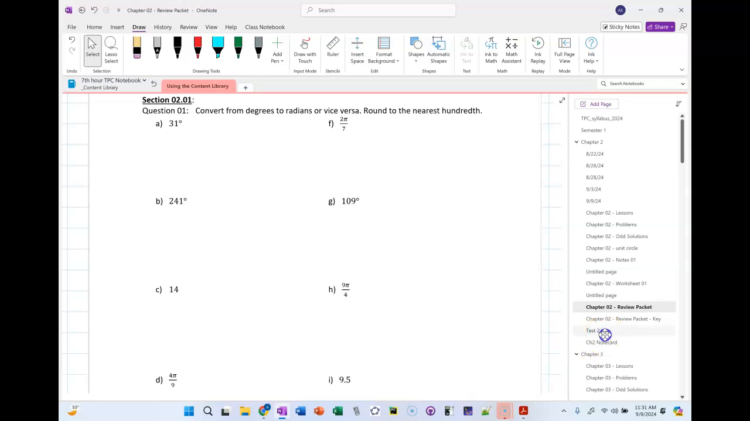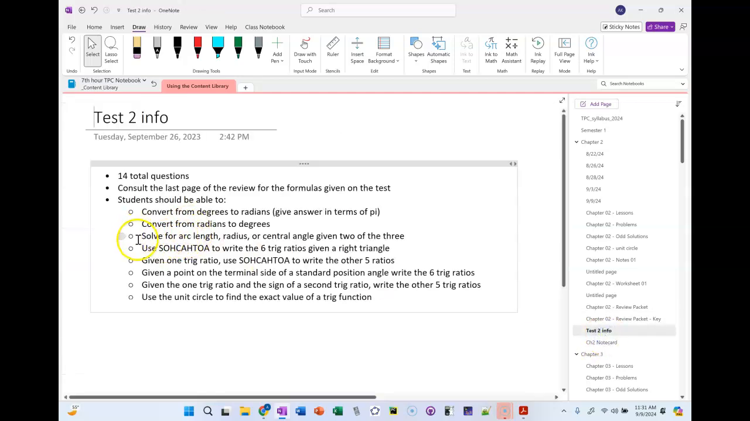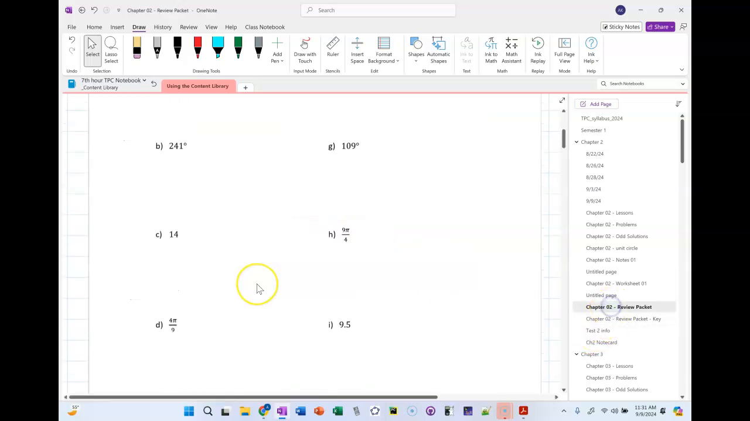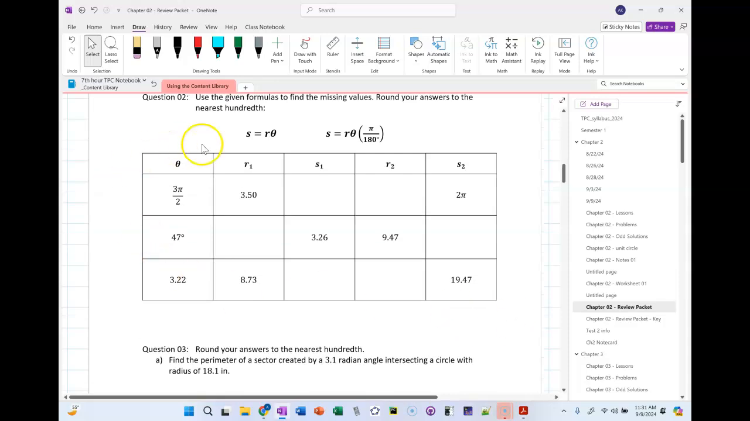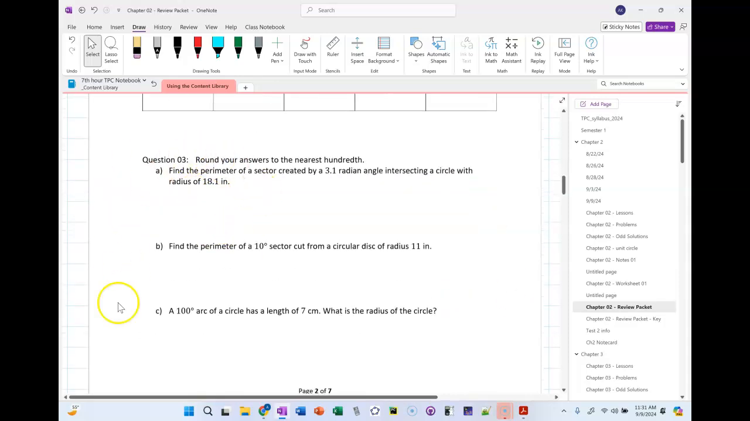I should be able to solve for arc length, radius, or central angle given 2 of the 3. If I look at the review, that's what this grid is, and what question 3 is all about is doing those same things, like you're solving for parts of a sector. Is that okay there?